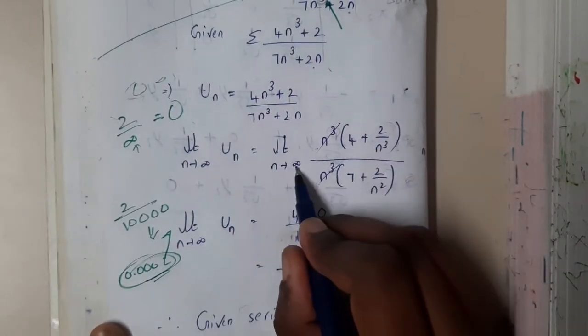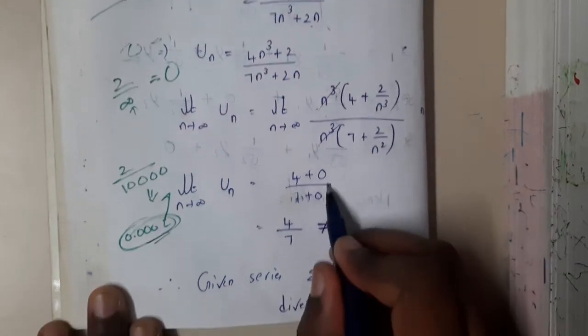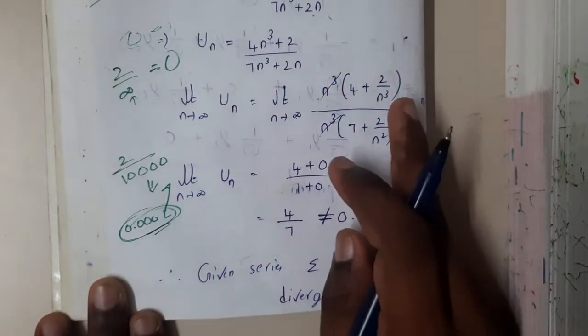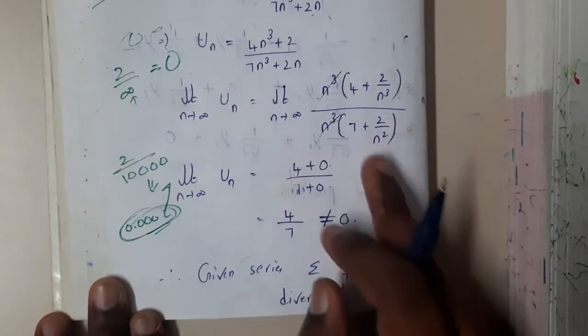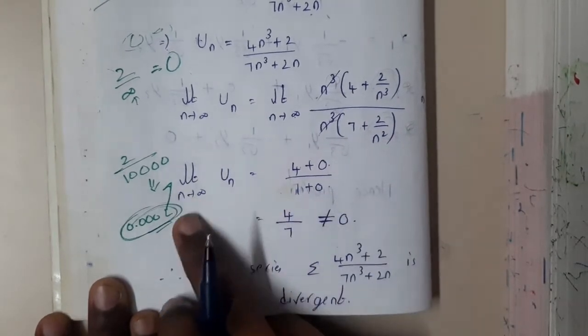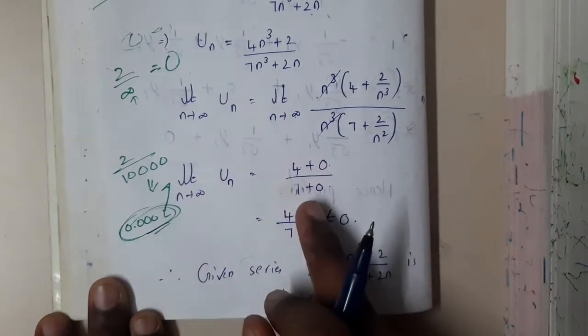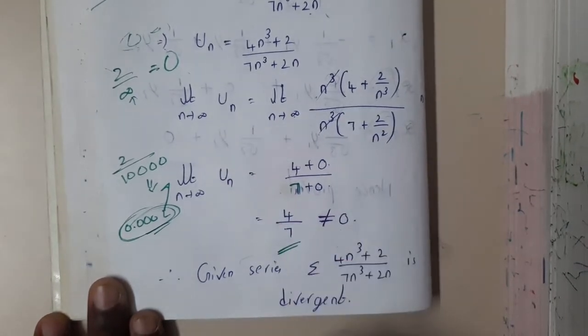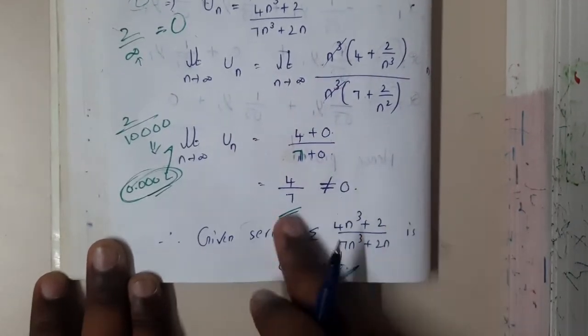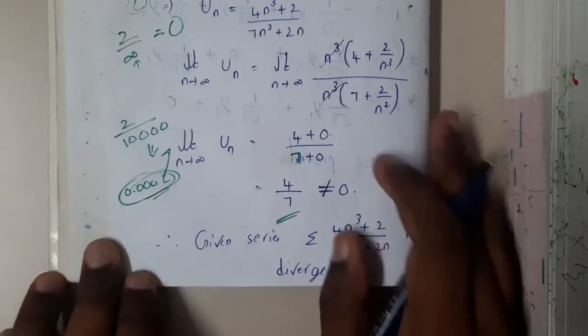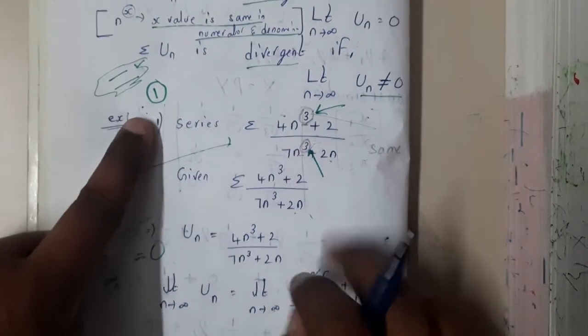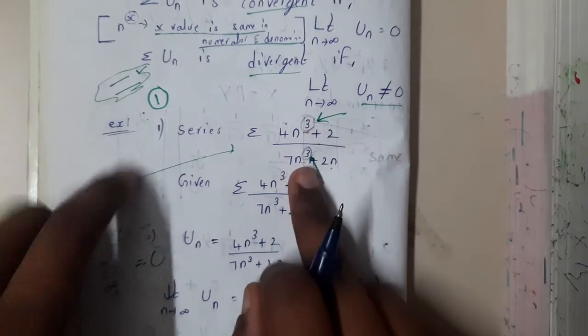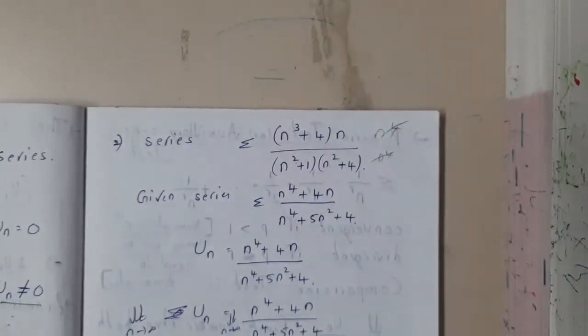Once you apply the limits, the terms become 0, right? So 2 by n cube is 0, 2 by n square is also 0. So limit n tends to infinity, un is equal to 4 plus 0 by 7, right? So we got 4 by 7, which is not equal to 0. Hence you can say that the given series is divergent, guys. Note that the first method is applied only when the powers are the same, guys. Let us go through one more example.